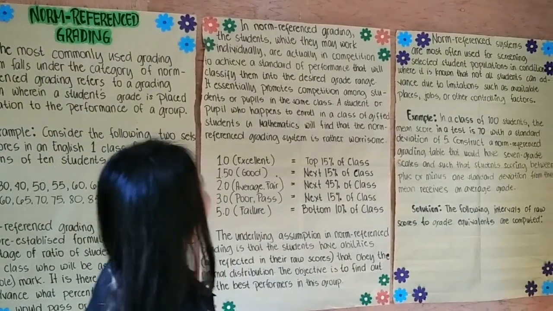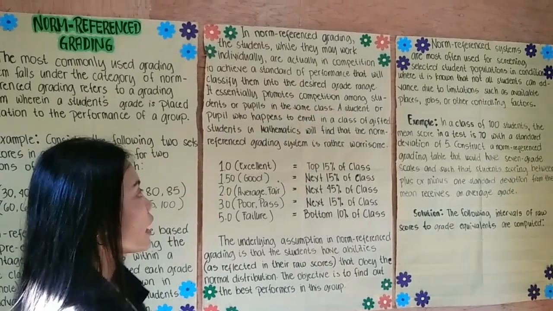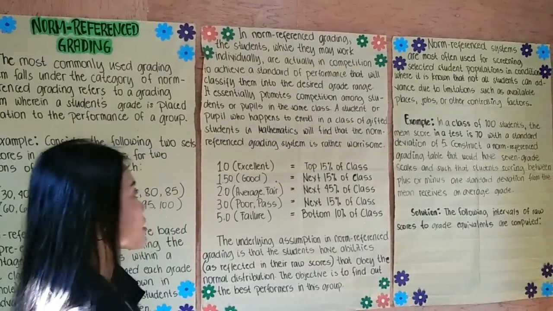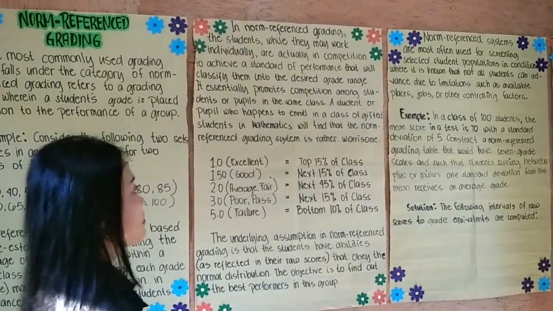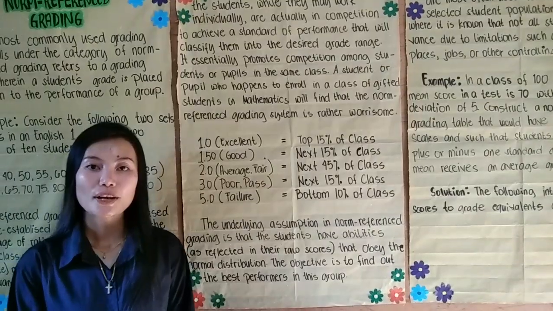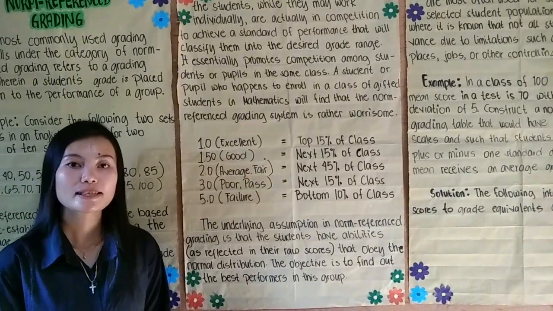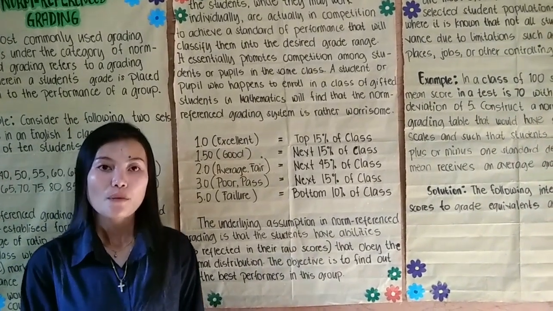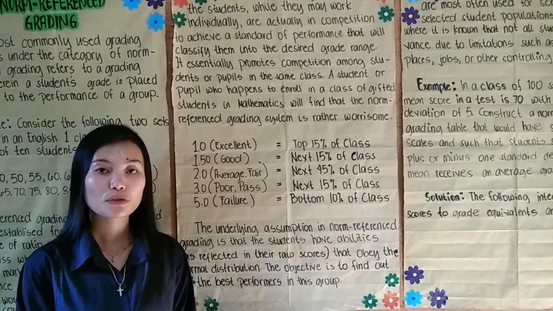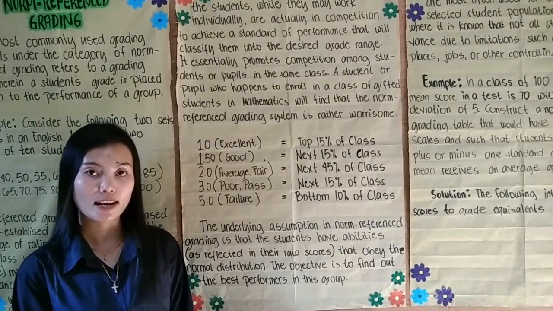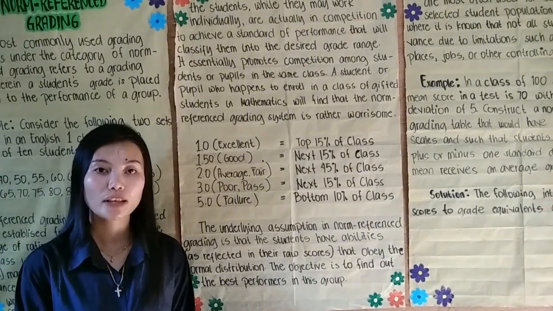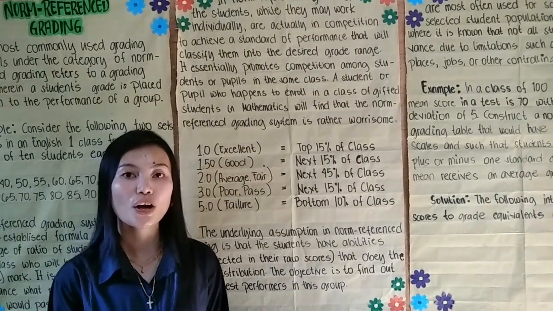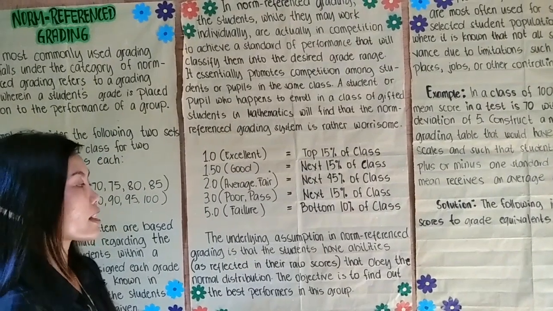A student or pupil who happens to enroll in a class of gifted students in mathematics will find that the norm reference grading system is rather worrisome. For example, a teacher may establish a grading policy whereby the top 15% of students will receive a mark of excellent or outstanding, which in a class of 100 enrolled students will be 15 persons. This is how the grading policy is illustrated.